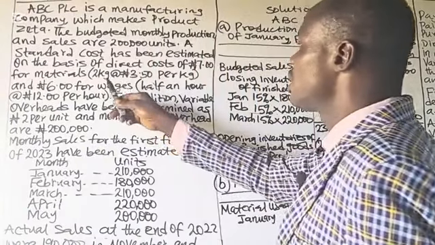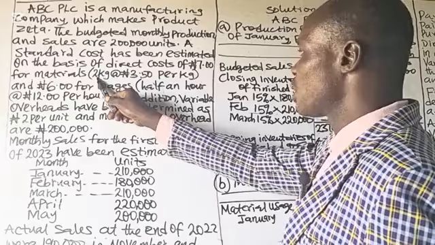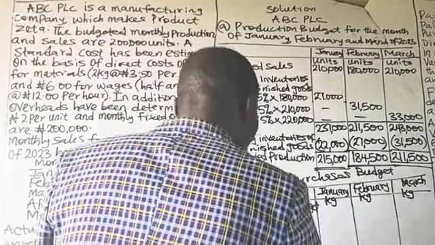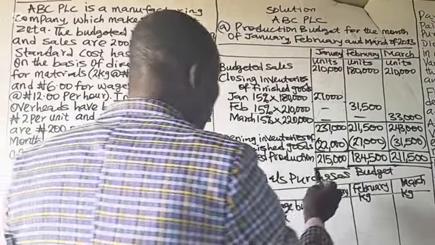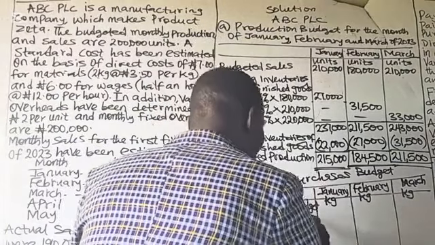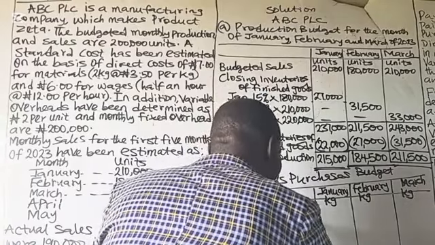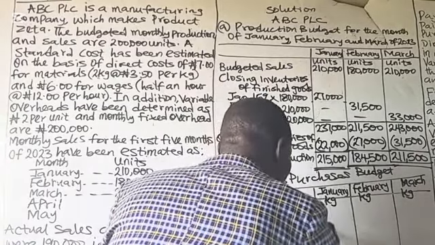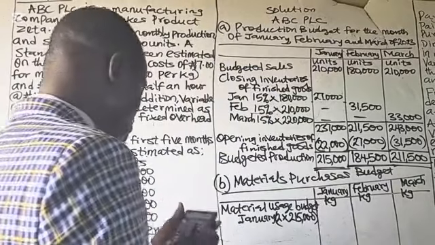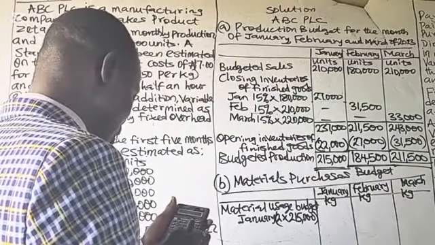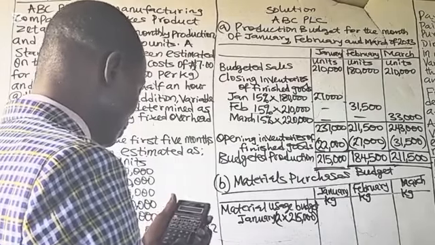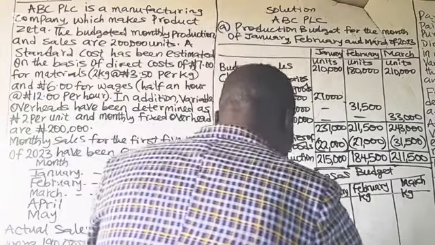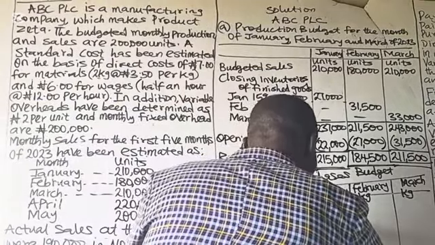So for the month of January, to achieve a unit, 2 kg of materials were used. 2 kg times, what is the budgeted production in the month of January? 215,000 units. So you have 2 times 215,000. That gives us 430,000 kg.